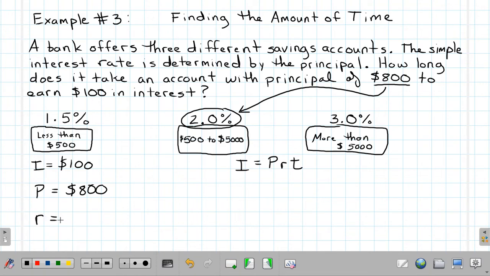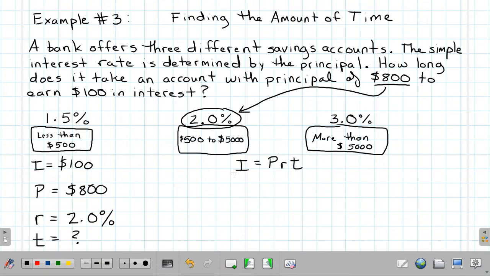The R we actually know now. This is why this question's a little bit different, in that you had to figure out what the interest rate was first. In this case, it is going to be 2% because it's in this range. Okay, $800 is between $500 and $5,000, so that's going to give you a 2% interest rate. And lastly, what are we looking for? Well, we're looking for the amount of time. So how long? You see how long here? That's asking for an amount of time. So we're looking for time.